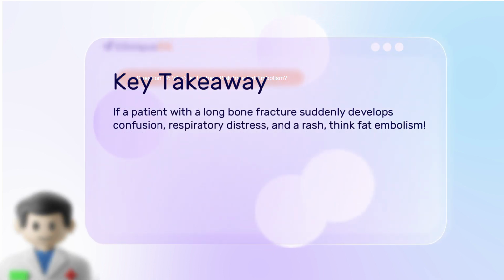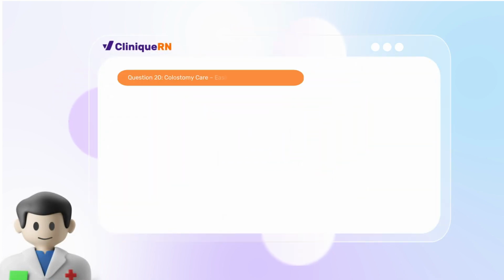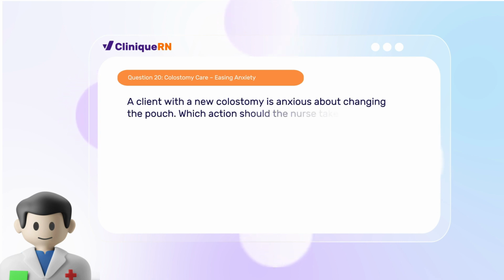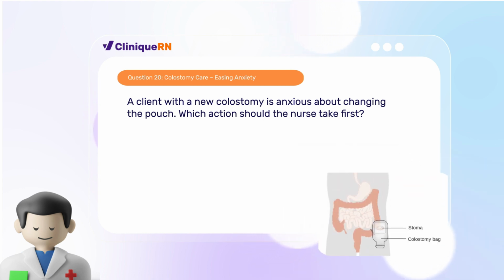Key takeaway. If a patient with a long bone fracture suddenly develops confusion, respiratory distress, and a rash, think fat embolism. Question 20. Colostomy care. Easing anxiety. A client with a new colostomy is anxious about changing the pouch. Which action should the nurse take first?